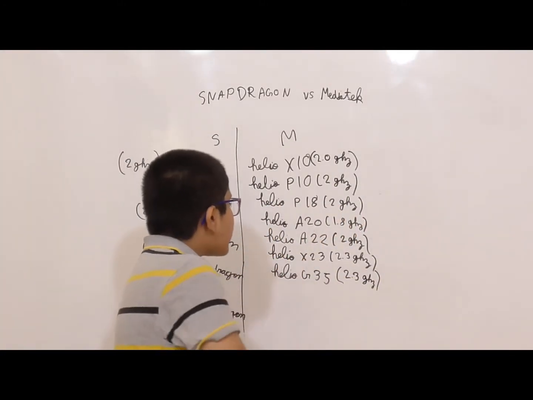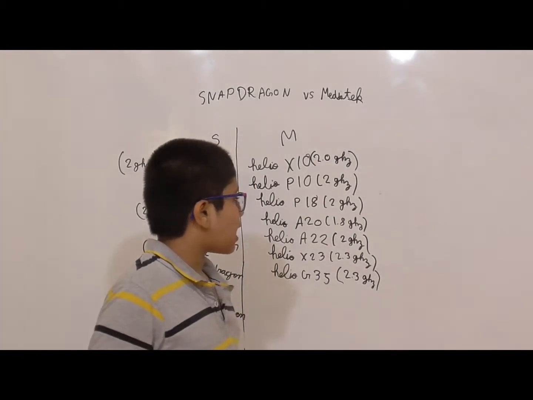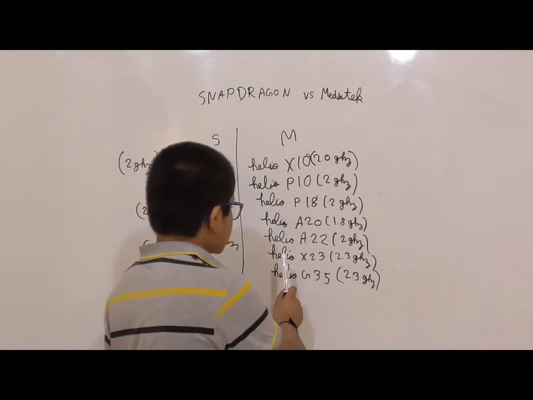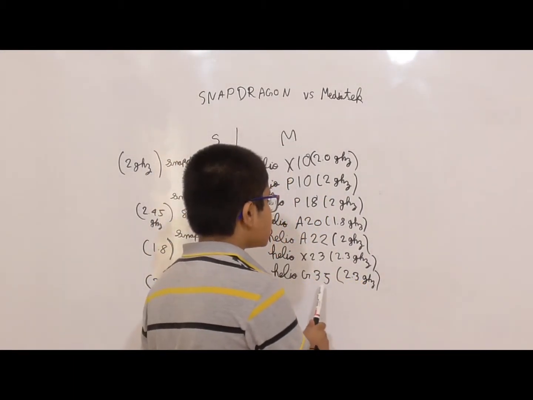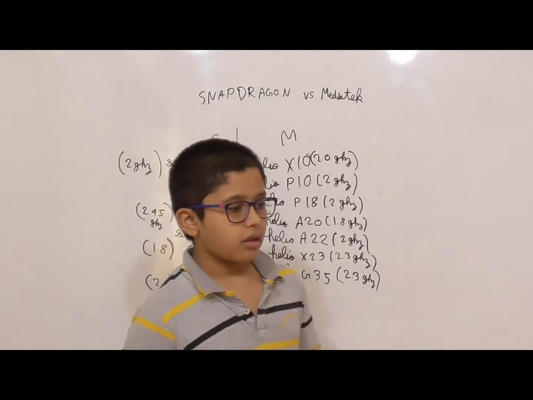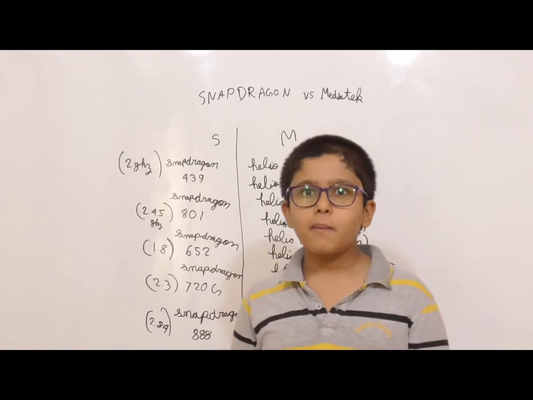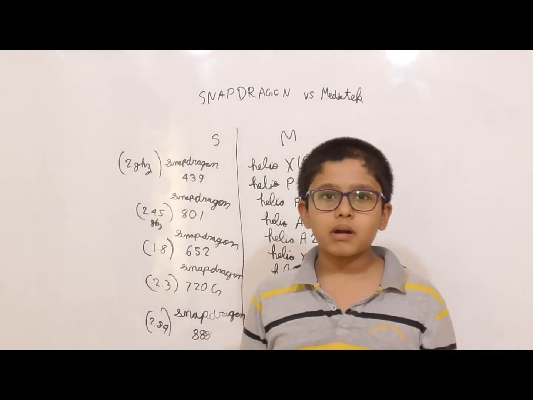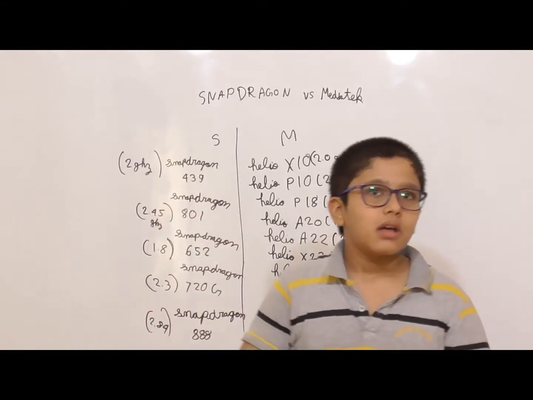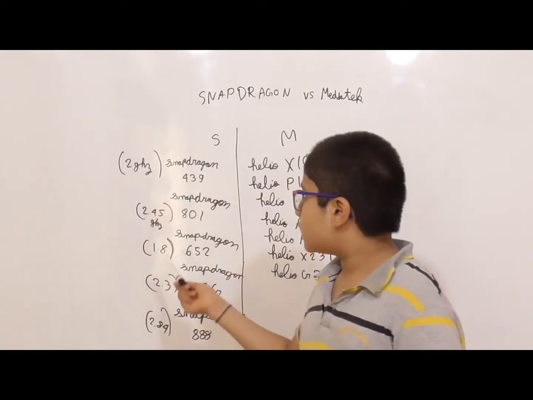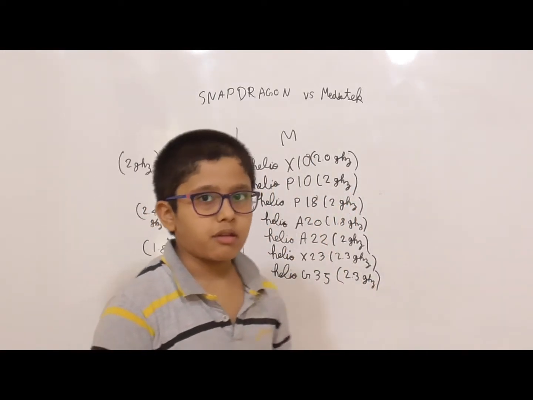So Helio A22 has 2 GHz speed. Helio X23 has 2.3 GHz. The latest processor of Mediatek is Helio G35, which has 2.30 GHz. So these are the speeds of these Snapdragon and Mediatek processors. There are even more chipsets, but I can't read them for you because the list is very long. So we have chosen fewer Snapdragon chipsets and more Mediatek processors.